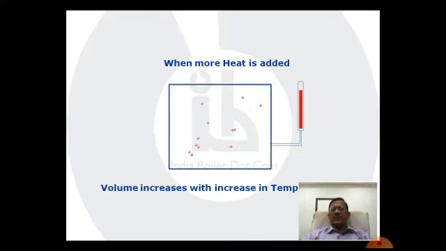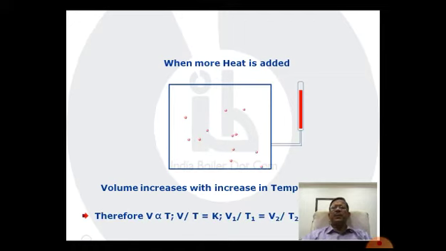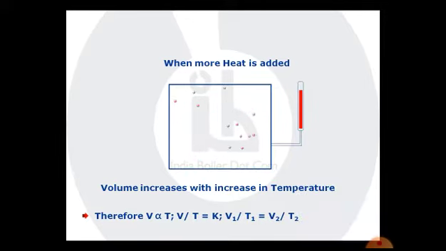When we add more heat, the kinetic energy increases, and thus the temperature also increases. What also increases is the volume, because the kinetic energy is increasing, the particles are moving farther away, therefore covering more space, occupying more space. So with the kinetic energy and the temperature increasing, so does the volume. Therefore, the relationship between volume and temperature is proportional. Volume is proportional to temperature. When the temperature increases, volume increases. We can write it as V1 by T1 is equal to V2 by T2, right?